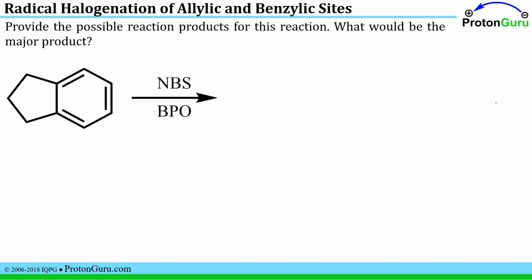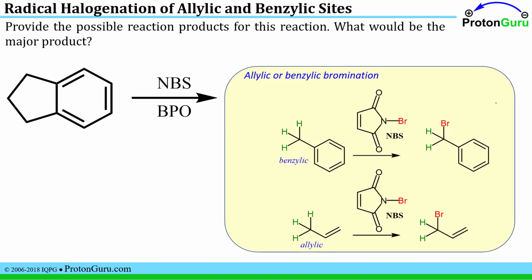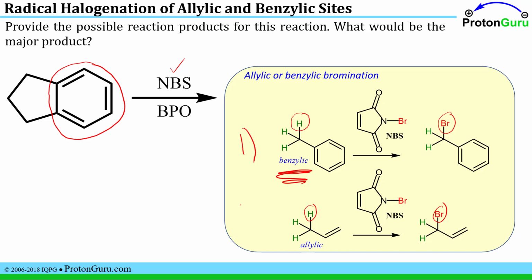Here is a very similar problem asking you to provide the possible products and the major product for this particular reaction. Again, the first step is recognizing that when we see NBS, that is a reagent that can replace a benzylic or allylic hydrogen with a bromine. Here we have to identify the allylic or benzylic site. Since a benzene ring is involved, we're really looking for the benzylic sites, like this first example of the two possible choices for what NBS can do.